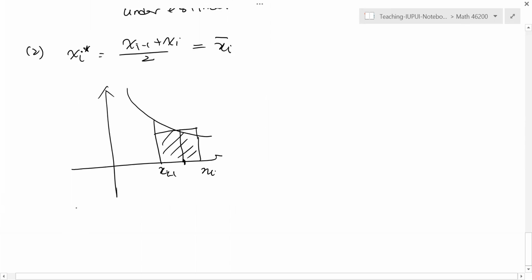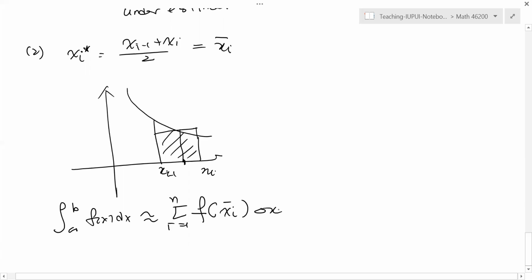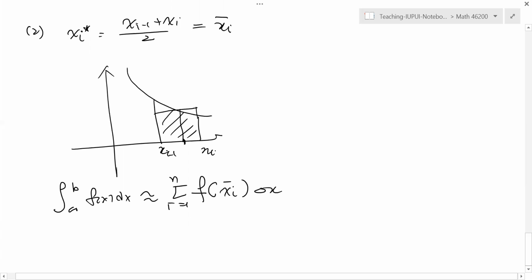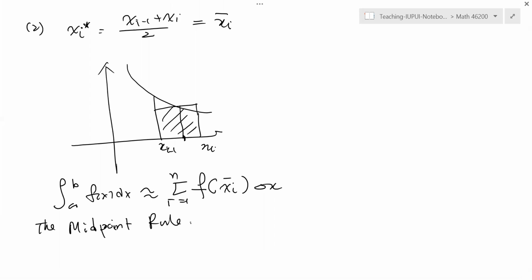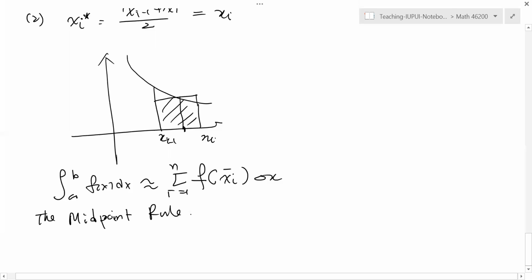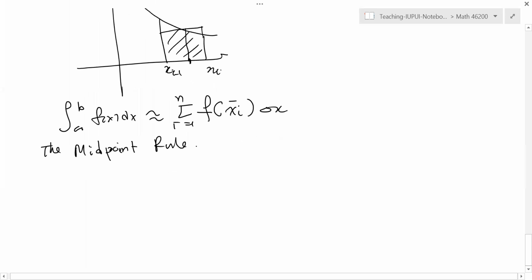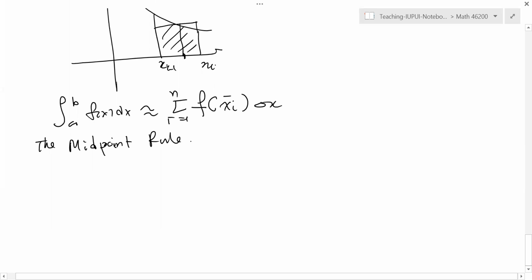So then this is going to be f of xi bar delta x. Okay, this is called the middle point rule. The one on the top is called the right end point rule. Then let's continue. We're trying to list all the possible ways to approximate the integral.